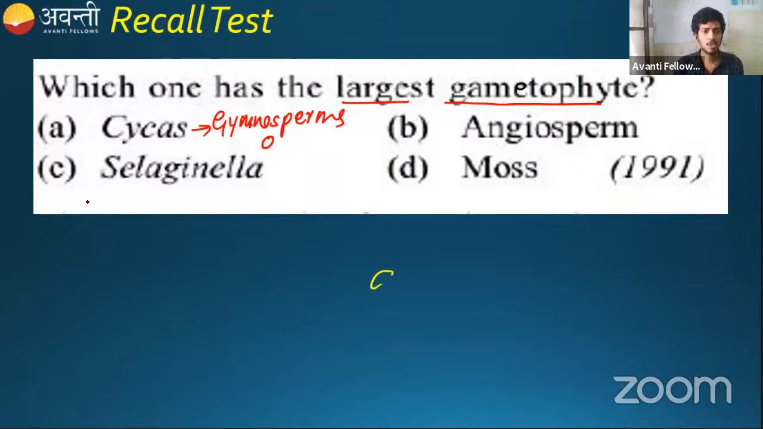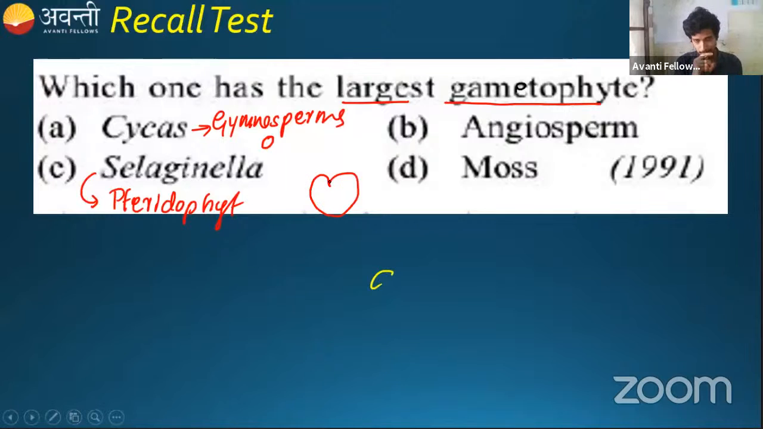And Selaginella belongs to what? Does it belong to algae, bryophyte, or pteridophyte? Yes, correct. This belongs to pteridophyte. This is comparatively larger. We will observe that. Don't think that it's a hard sign. It's actually the prothallus.